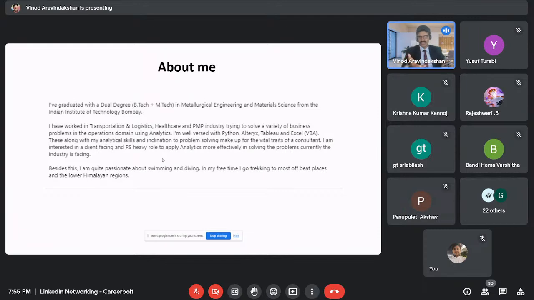So for example, this is an actual About Me which I've copied from a page on LinkedIn. This person actually worked in McKinsey, so I just pulled this out saying that this person has a dual degree from IIT Bombay, has worked in transportation logistics, is well versed with different analytical tools, and says that they're looking for certain jobs and certain roles, and they also talk about the hobbies. This is a great way to present yourself, and do describe yourself in a similar way.